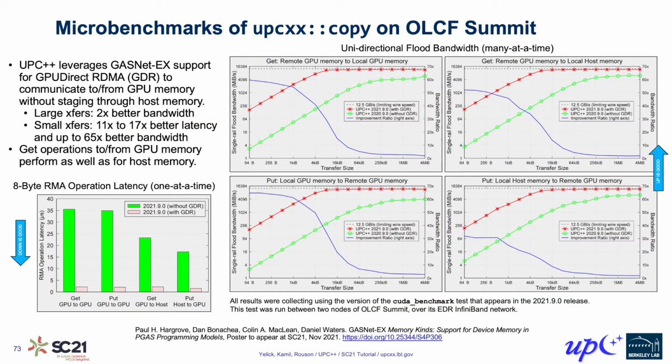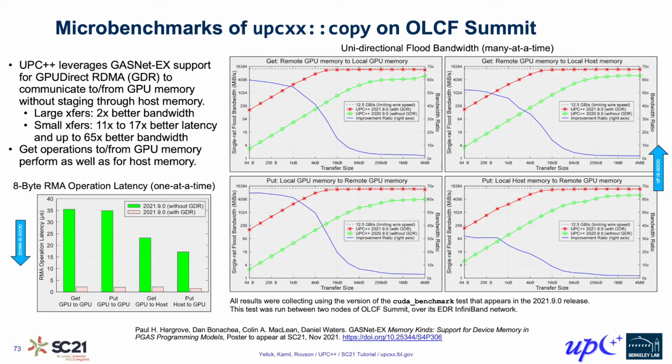Here we have a collection of micro-benchmark results for UPC++'s copy function, measured on OLCF Summit, which is a Power9 system with NVIDIA GPUs and an InfiniBand network. This system is currently the fastest supercomputer in the United States and number 2 on the top 500 list. These compare the performance of copy using 2 builds of UPC++.